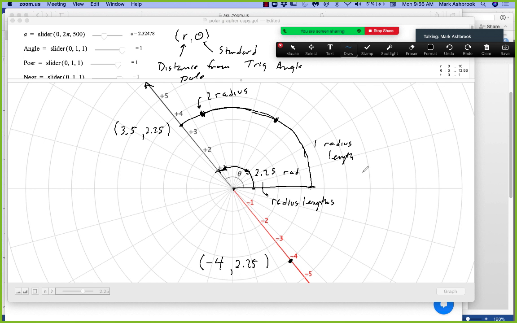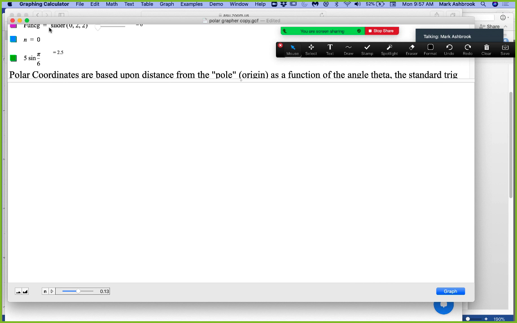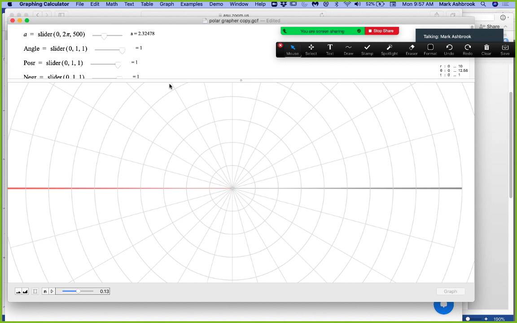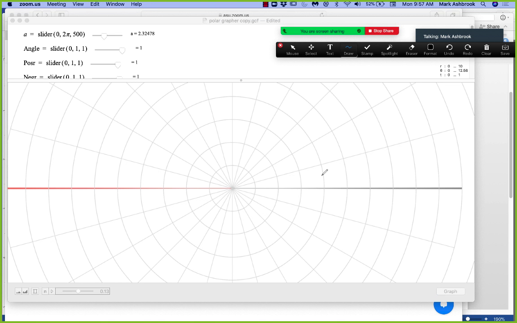Okay, so let me clear my drawings here. So what about standard angles? All right. Okay. So we said we went around 2.25 radians. So I'll go around this circle. So 1 radius length is about there. 2 radius lengths is about there. 3 radius lengths doesn't quite make it halfway around the circle. That's 3. So this is 1 radian, 2 radians measure of angle.